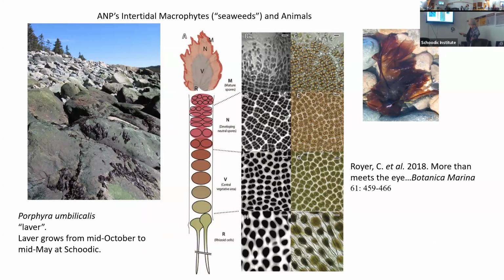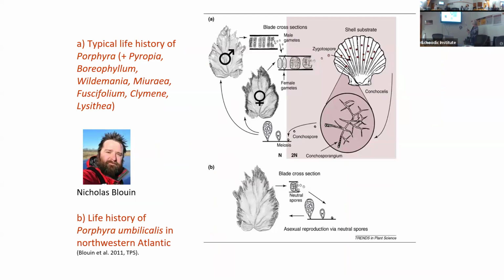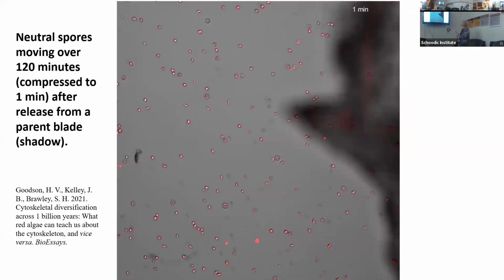And so there's a lot of Porphyra on the shore. And this is a cutaway of different sections of the blade. You can see again, there are rhizoid cells and they make a lot of gametes. Nick Bullen in my lab discovered that in the northwestern Atlantic, as far as we can tell, and we've looked at probably 20,000 blades at this point in different areas, there is no sexual reproduction. It's only reproduction by neutral spores. But in the northeastern Atlantic, there's a sexual life history. And some blades also reproduce asexually.